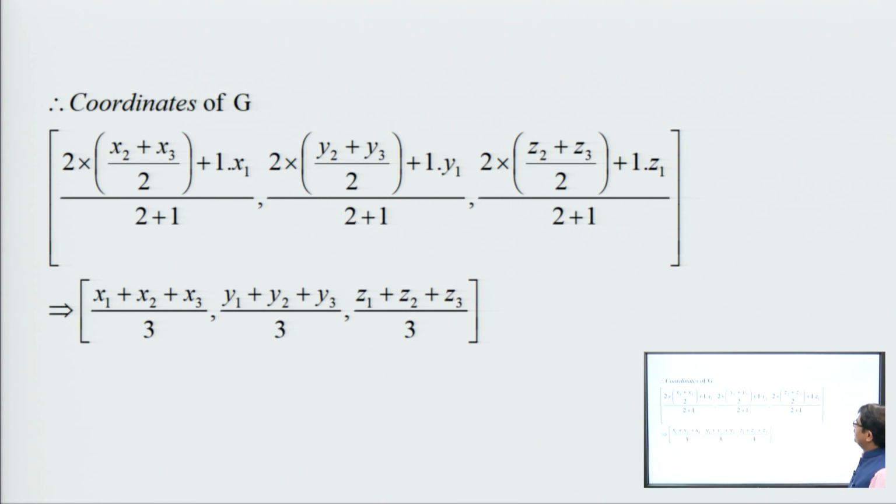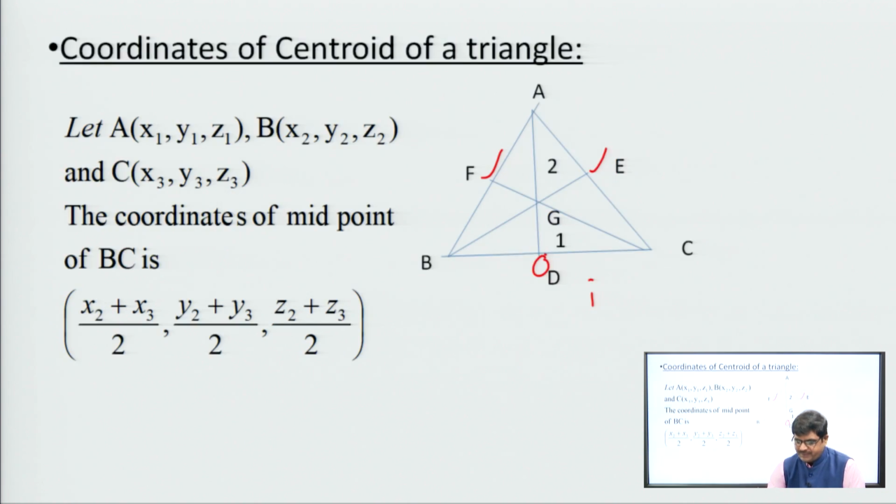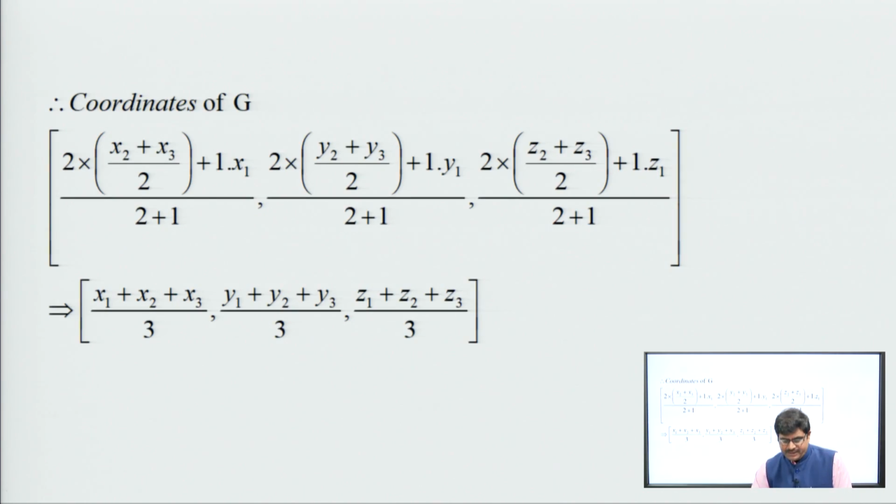Therefore, the centroid: 2 into this point and 1 into this point, that is 2 into (x2 plus x3) upon 2 plus 1 into x1, upon 2 plus 1. Here 2 is equal to m and 1 is equal to n. In the previous case, जैसे पहले हमने किया था m रेशियो n में, ठीक वही फार्मूला यहाँ यूज किया गया है, वो 2:1 के लिए.